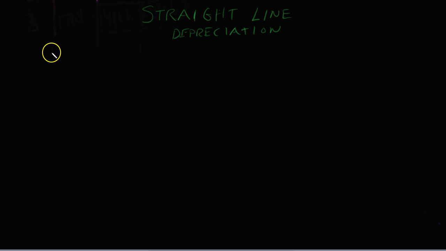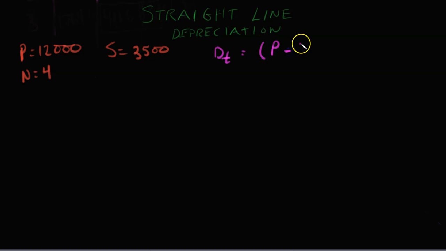Alright, let's take the previous example that we just did and do the straight line depreciation method with it. From what we remember, our given cost was 12,000, our salvage value was 3,500, and our lifespan was 4 years. The straight line depreciation formula is the easiest one really. The depreciation at a specific year is equal to P minus salvage over N.